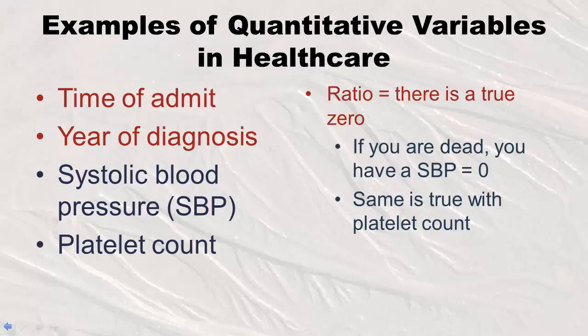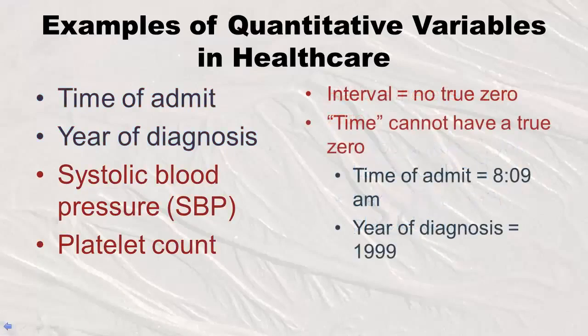Well, let's think about it. It's not very pleasant to have a zero systolic blood pressure because you'd be dead. Same with the platelet count, but it is possible, right? But now when we go on to interval, we can't have like zero time, like time of admit, or year of diagnosis. There's no like year zero.